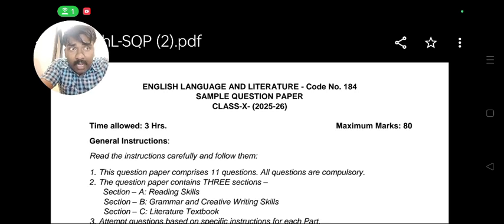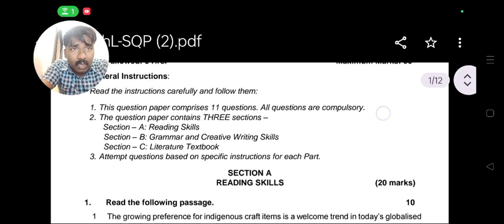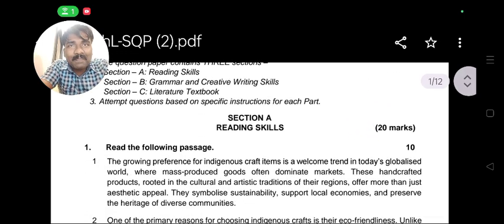I am not going to discuss the complete paper, because many of you know the paper pattern, the marking scheme and the blueprint. The things which have changed in this sample paper I will be discussing. Here we have three sections, Section A, Section B and Section C, and in Section A there is no change.